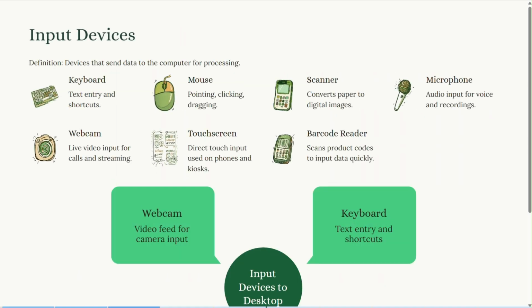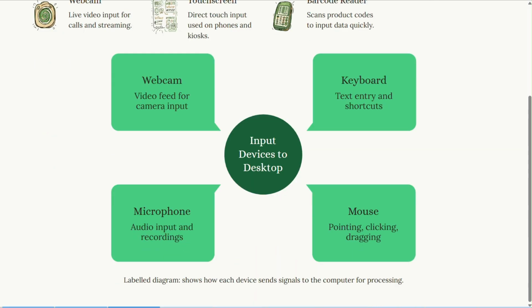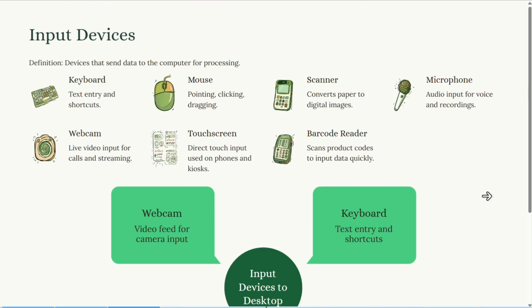Slide 2, Input Devices. Every time you type on your keyboard, click your mouse, scan a document, or speak into your microphone, you're using an input device. An input device is any hardware component that allows users to send data or instructions to the computer. The most common input device is the keyboard. It's used to type letters, numbers, symbols, and commands. Next is the mouse, which helps us move the cursor, select files, open applications, and navigate through the computer.